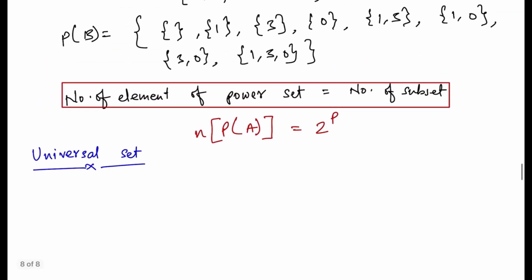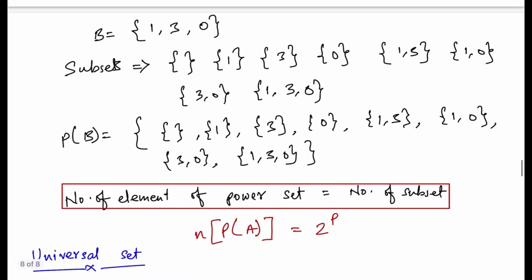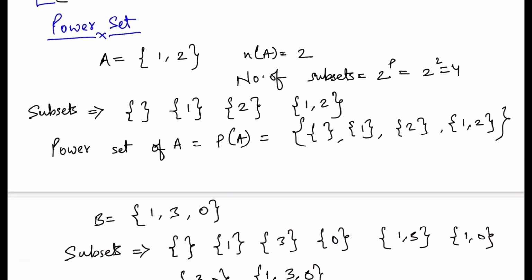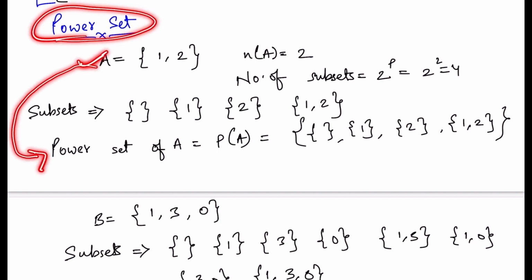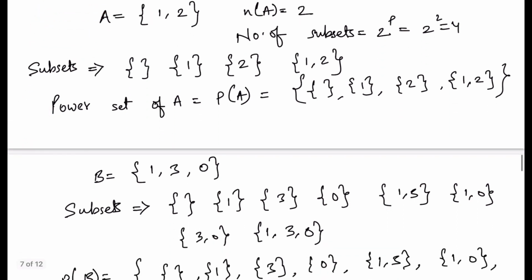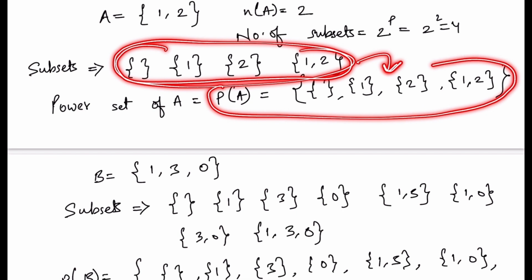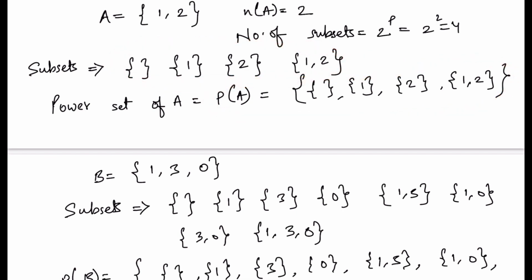So in the previous video we have seen this power set. We have seen how to find the power set of any given set. In that video, we saw that first we have to write all the subsets. Then we make a collection of those subsets. Collection means we write a set having all the subsets as elements, and that set is called the power set of A.